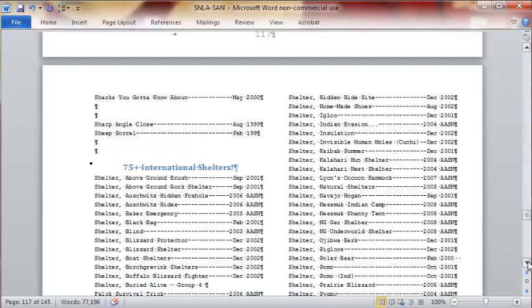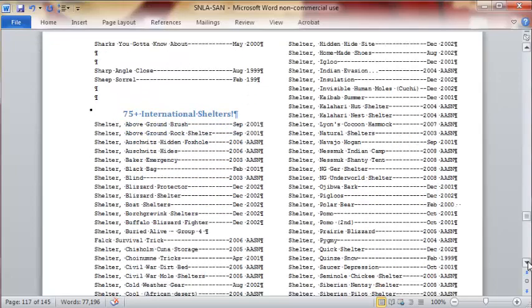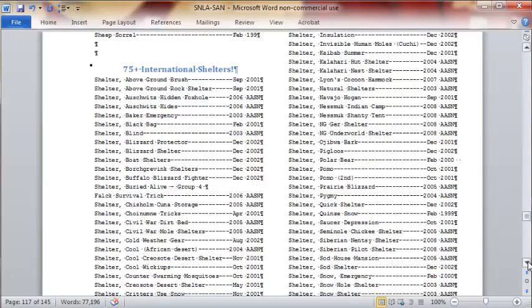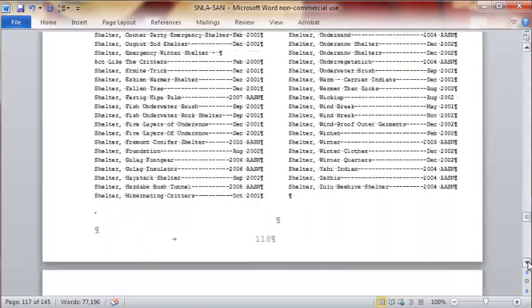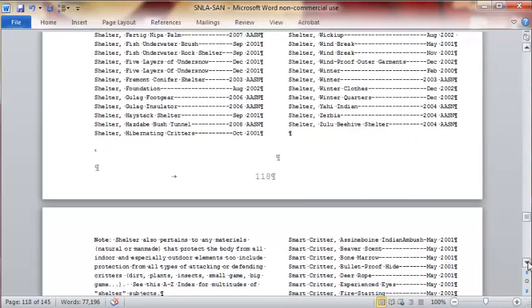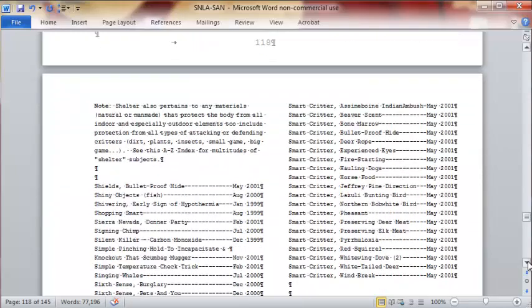Then we got 75 international shelters. Very, very important. That weather's coming down on you. Got to get the hell out of the weather, or you're dead. Simple as that.